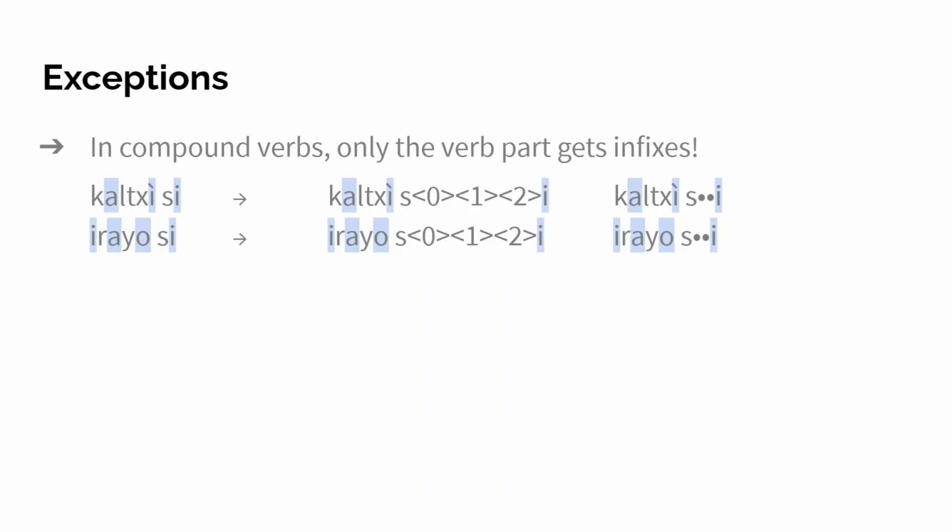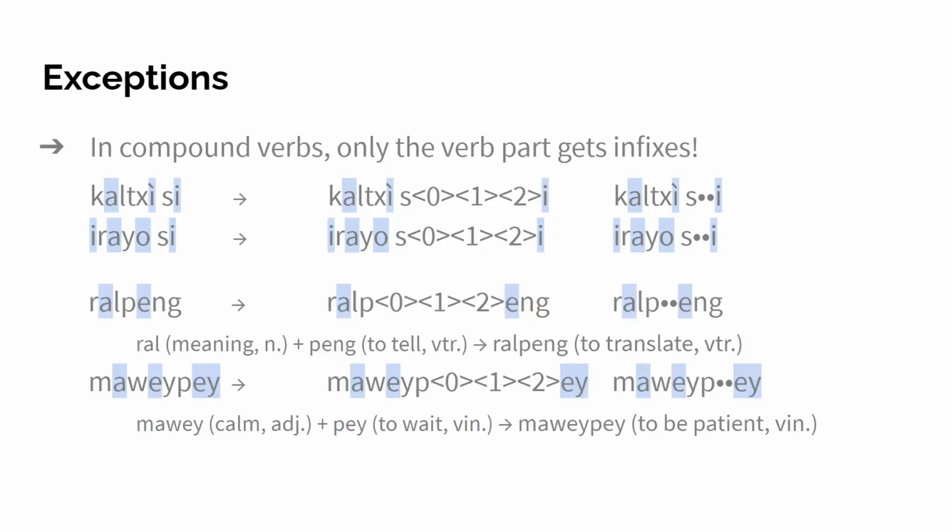But it's not only C verbs, sadly. There are also some where it's less obvious. For example, these two. Ralpeng. Ralpeng means to translate. It comes from ral, which is the meaning, it's a noun, and peng, to tell, which is a transitive verb. And like you maybe can guess, everything then goes into the peng, because the ral cannot have infixes. It's a noun. Of course, in the new combined word, actually the whole thing is a verb, but still, everything goes into the peng, into the verb part of this compound verb.